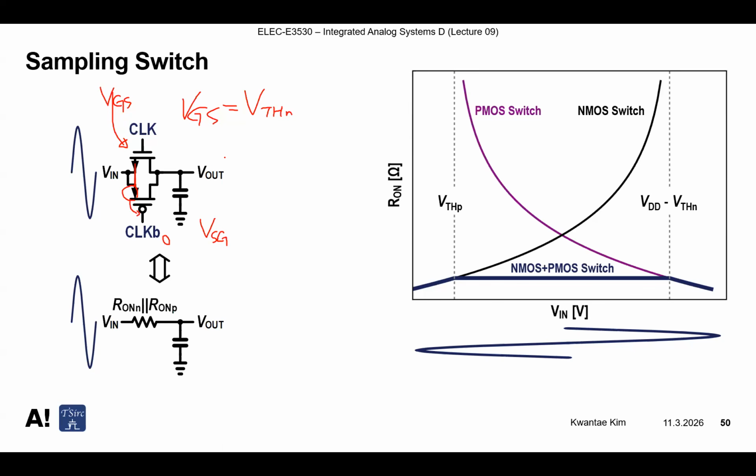So if we put the NMOS and PMOS switches in parallel, then it goes to a much, much better situation. So at least within this range, we can expect that V in doesn't squeeze out that much, so a low R on across a wide V in range can be achieved. But is this the best we can do? So that was the question, and it relates to the bootstrapped sampling switch.